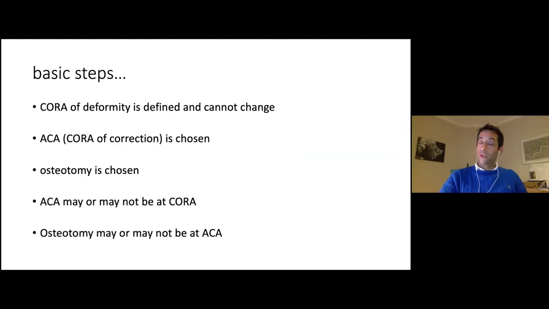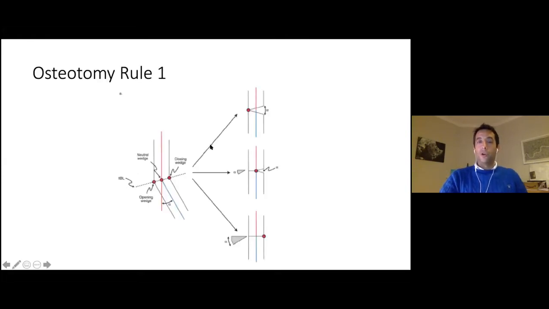And those two things that you have choice over, where you put your hinge and where you put your osteotomy, lead to different results depending on what you do. And these are called the osteotomy rules. Osteotomy Rule 1 essentially says you choose to perform your correction where the CORA is located, and you choose to perform your osteotomy through the CORA. This is the ideal for making a bent bone straight.